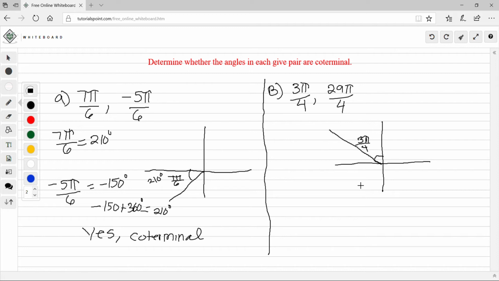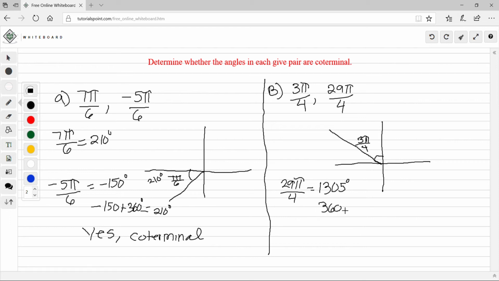Let's check. First, I don't know what 29 pi over 4 is, so I'm going to make that into degrees. It is 1305 degrees. How I got that, all I did was 180 times 29, and then I divided that by 4. So that's how I got 1305.